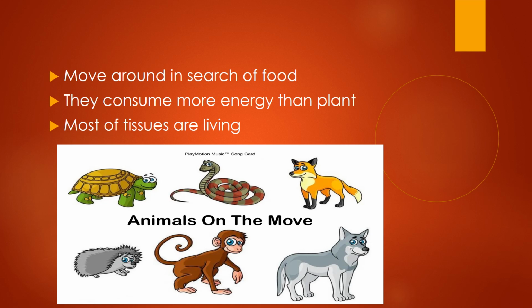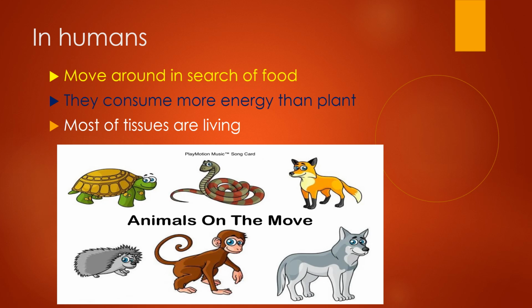On the other hand, if we talk about animals, animals have to move around in search of food. They consume more energy than plants. Therefore, most of the tissues are living. So, humans have to move around in search of food. They consume more energy than plants, and therefore most tissues are living. We will learn in detail about types of tissues, types of plant tissues and types of animal tissues in the next video.